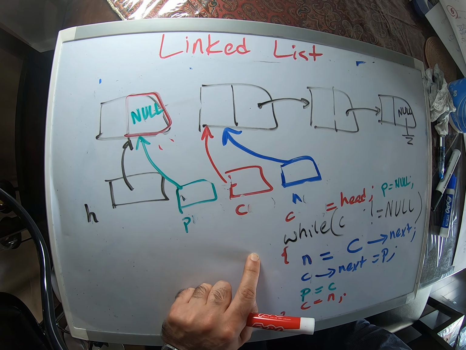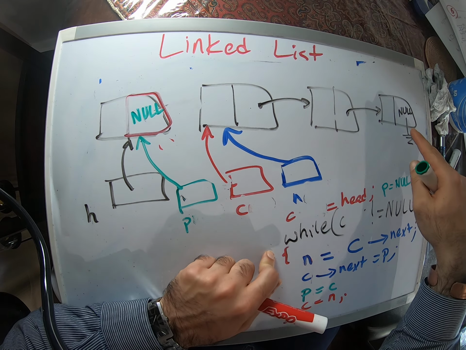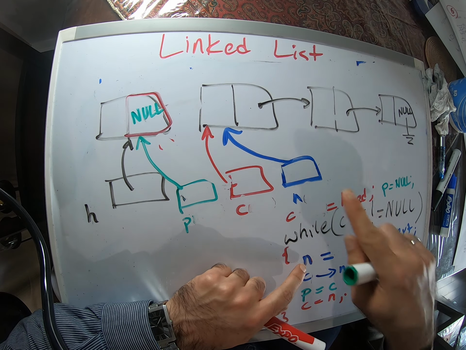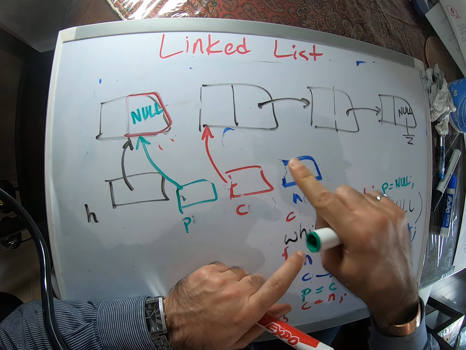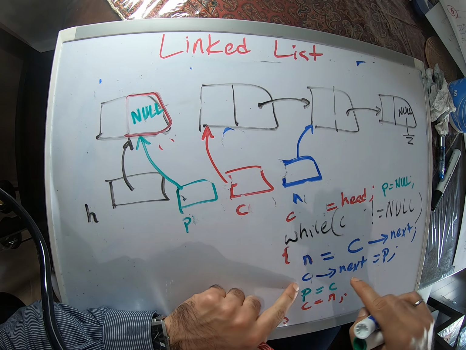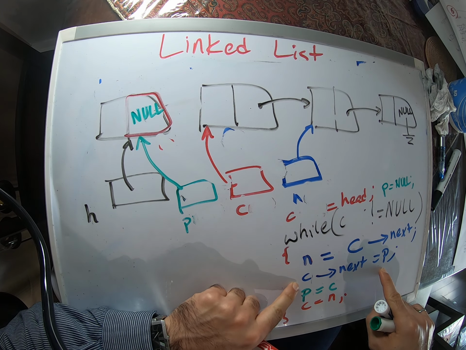We haven't reached the end of the linked list. It says n is equal to c arrow next, so this is gonna move to here. C arrow next is equal to P. C arrow next, this one, is equal to P.